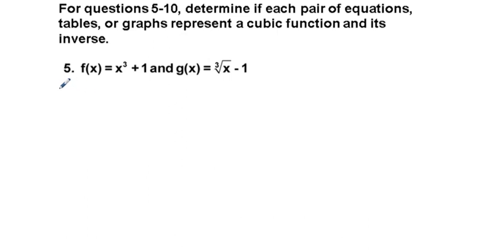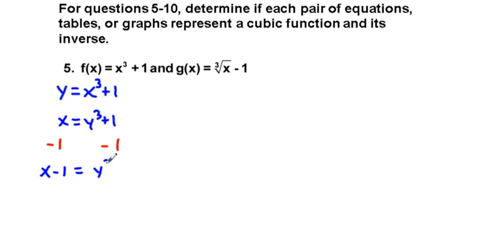So step 1, I'm going to change this f of x to y. So instead of f of x equals x cubed plus 1, I'm going to put y equals x cubed plus 1. Next, switch x's and y's. So I'm going to say x equals y cubed plus 1. And now step 3 is solving for y. So we're going to subtract 1 from both sides of this equation. So we have on the left side now x minus 1 equals y cubed.